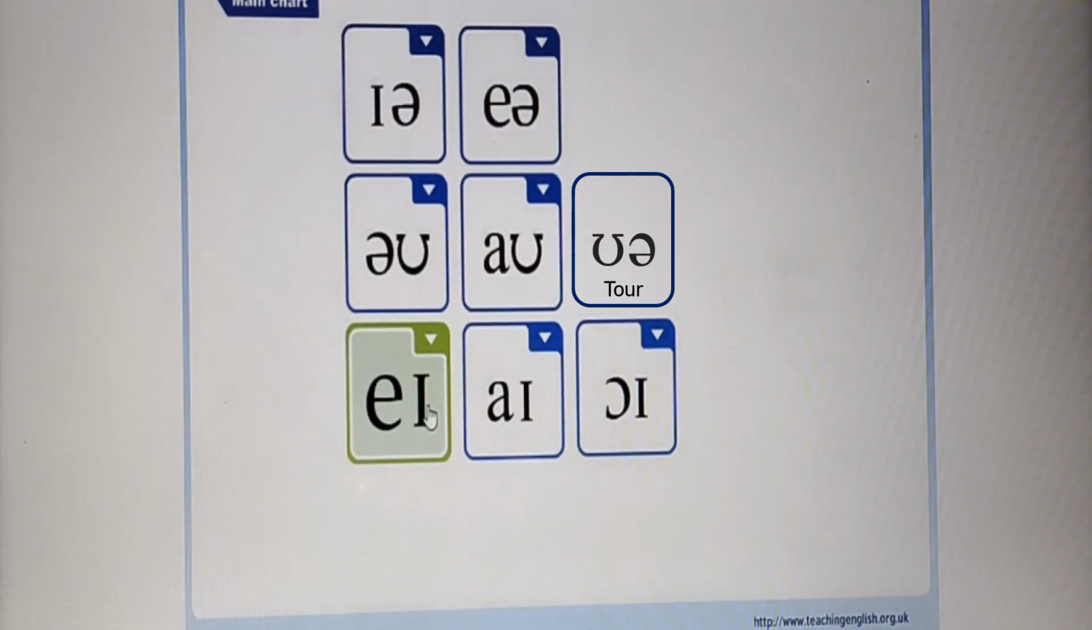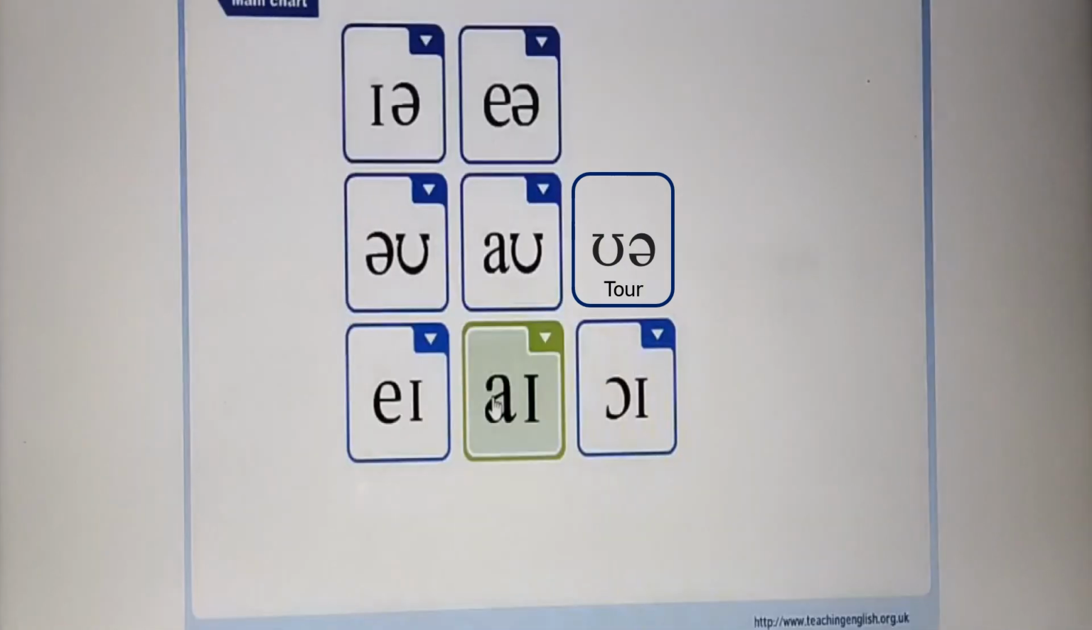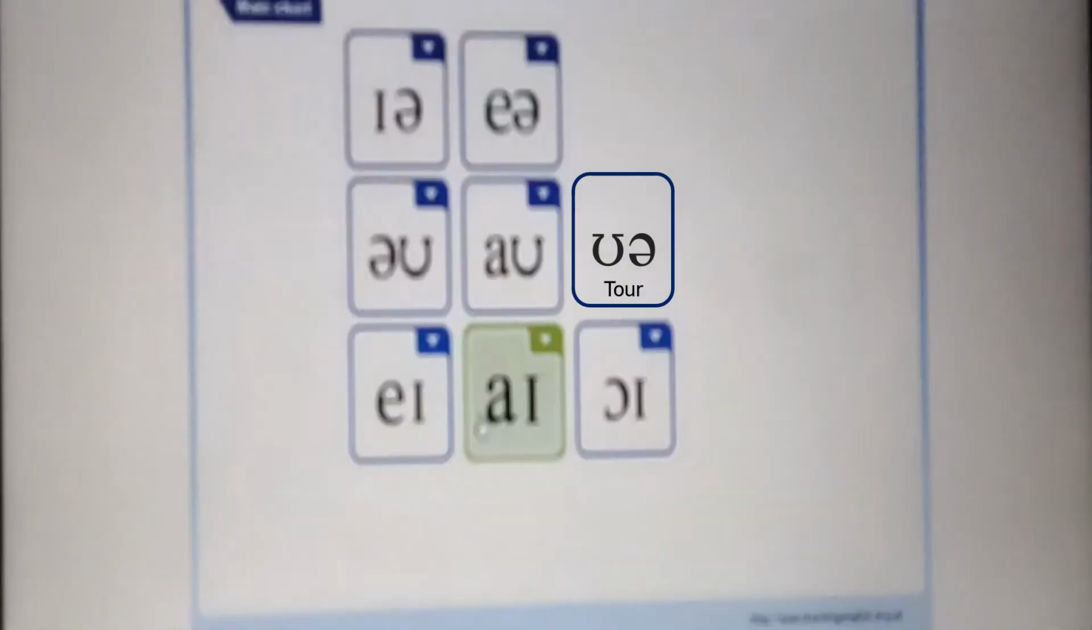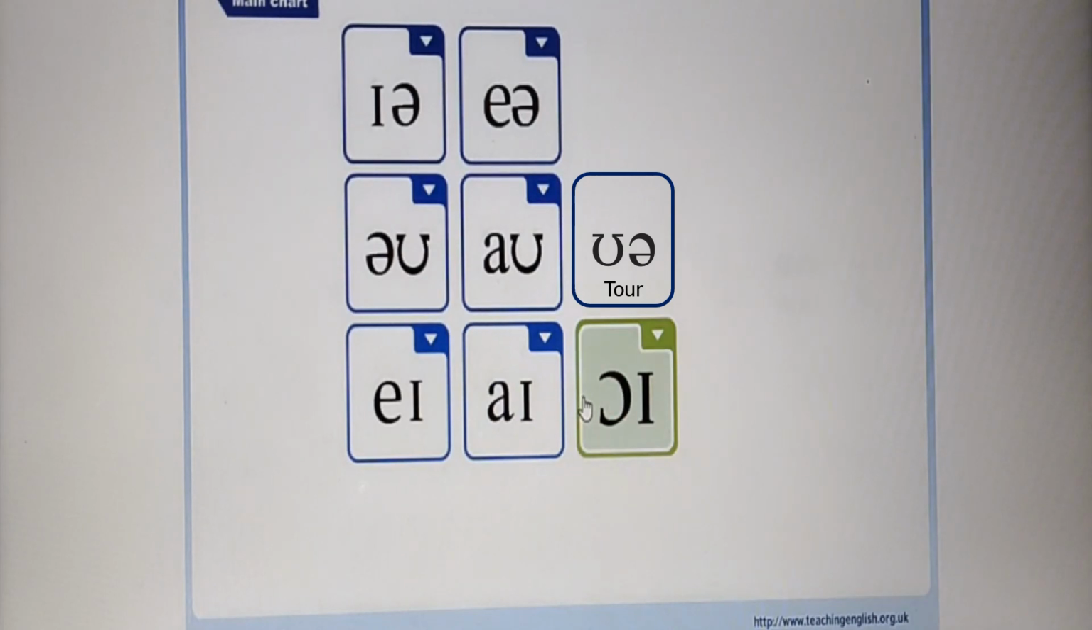A. I. Oi. Now you have seen the difference. Now we'll look at the example for each. A: they, bathe, way. Okay, now next one.